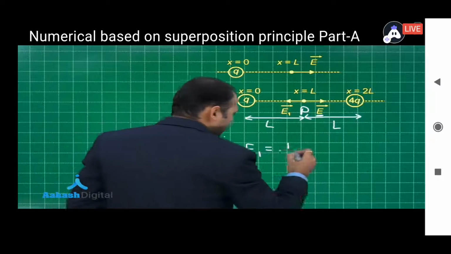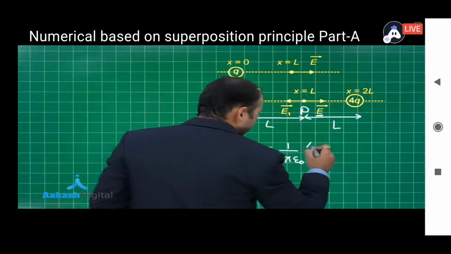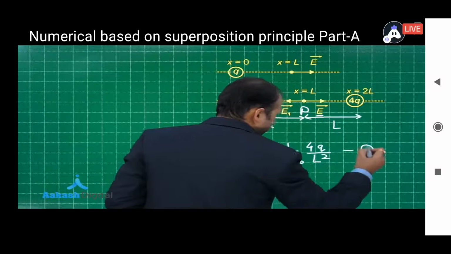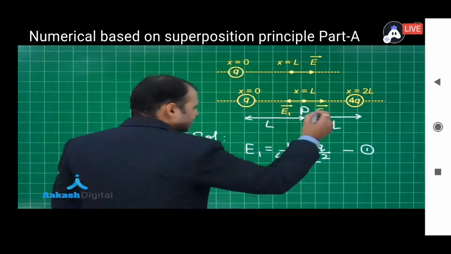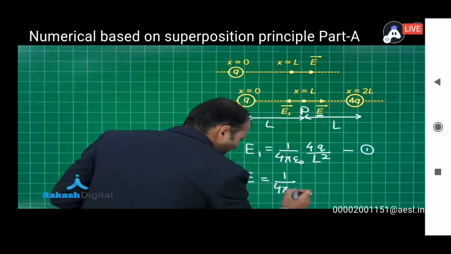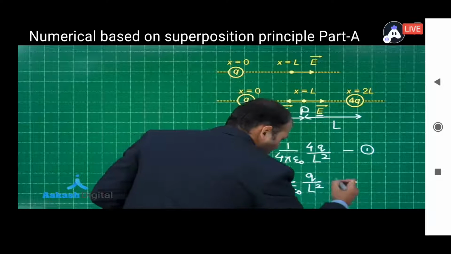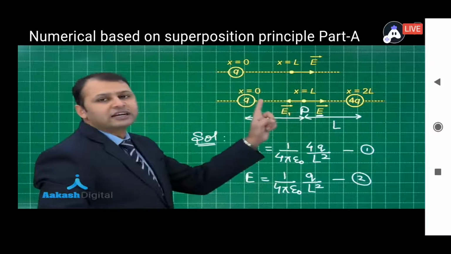So E1 will be represented as 1 upon 4 pi epsilon naught, charge 4q divided by L square. This is the first equation. And what is the value of E? That is also important. E is the electric field which is applied by Q. I will write 1 upon 4 pi epsilon naught Q divided by L square. This is the second. Now, what is the net electric field which is acting at P?